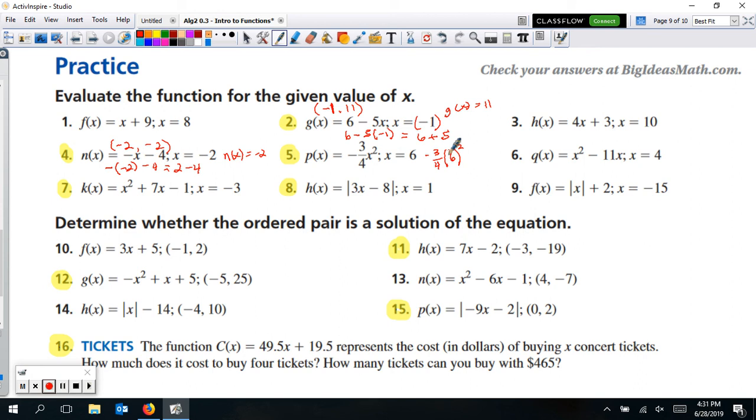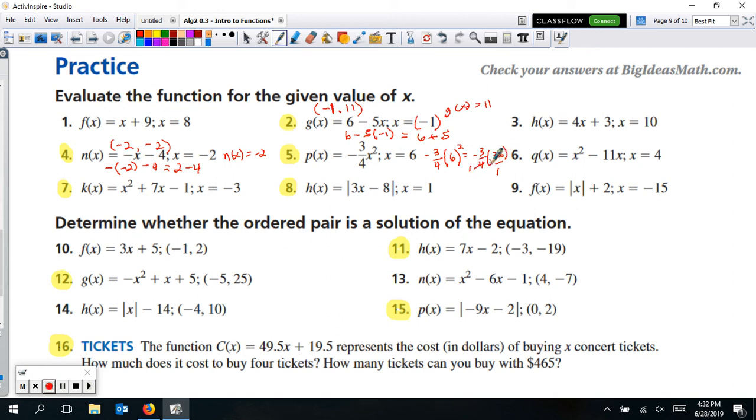So 6 squared is 6 times 6. Whenever you're squaring something, multiply it by itself. So 6 times 6 is 36. This is going to make -3/4 times 36. And you might want to put that over 1, and we can cross cancel 4 and 36. 4 goes into itself once. 4 goes into 36 9 times.